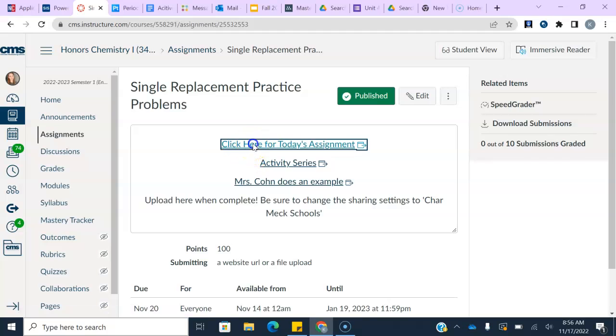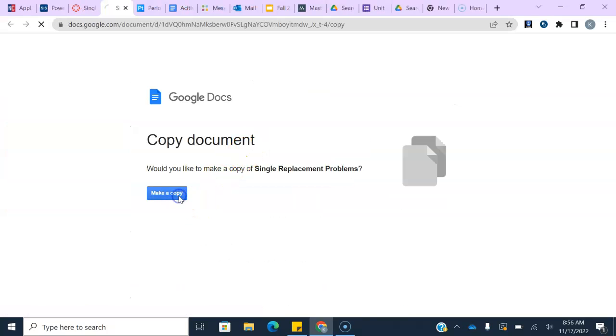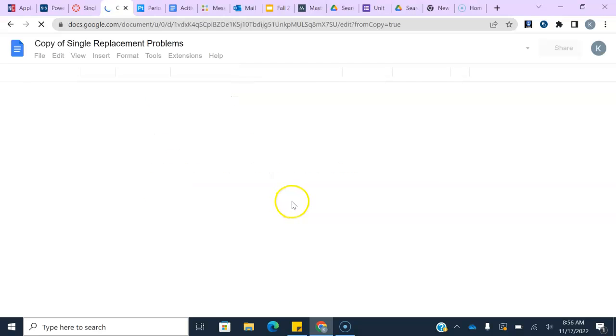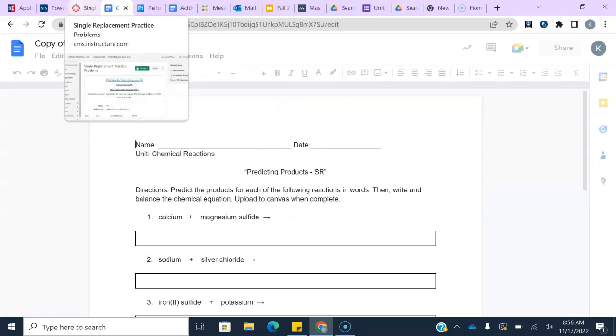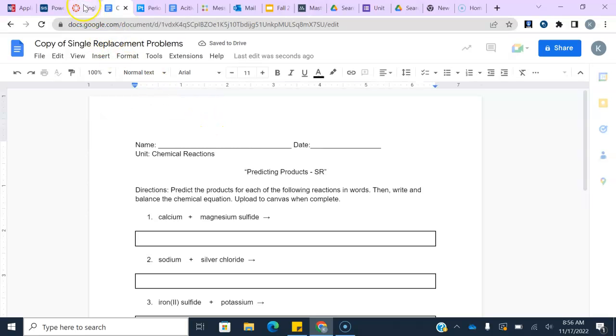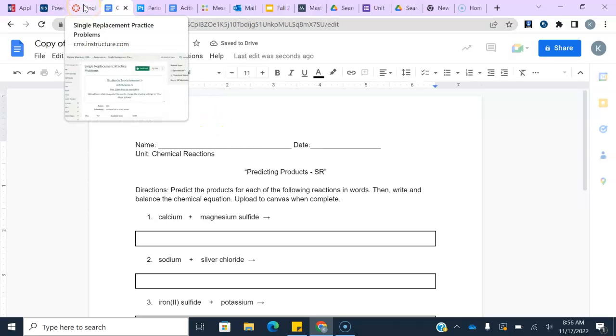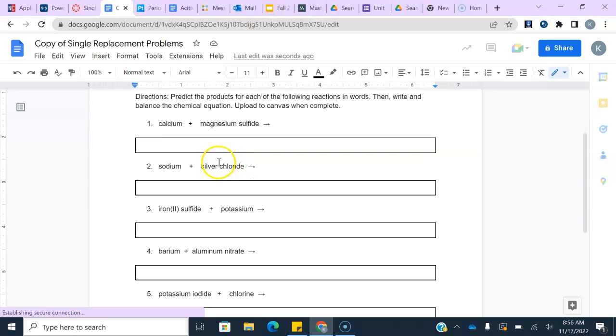Hey guys, so it looks like we're still struggling a little bit with single replacement reactions. So I'm going to do a few more examples and probably just add this link to your feedback on your assignment here. So I did one for you guys.